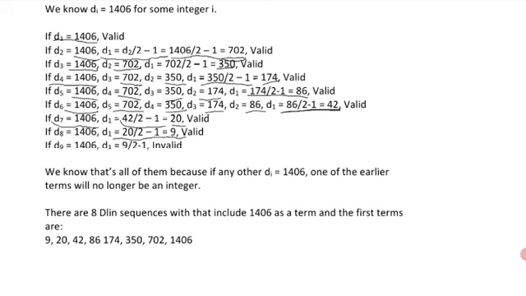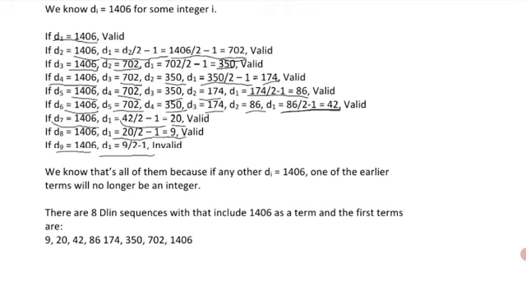Lastly, if we try d9 is 1406, then we get d1 is the previous calculated number 9 divided by 2 minus 1. And here we see we have an issue because 9 divided by 2 minus 1 is no longer an integer. And the question tells us that the first term and every term in the d-lin sequence should be an integer. So in this case, this is no longer a valid d-lin sequence.